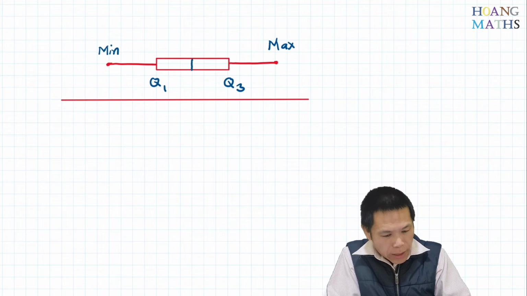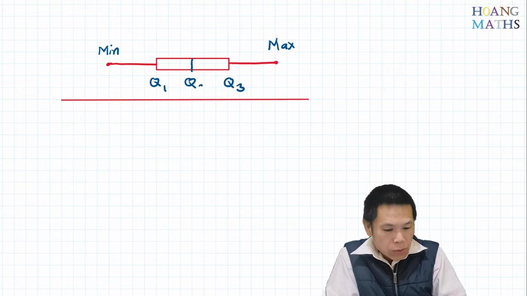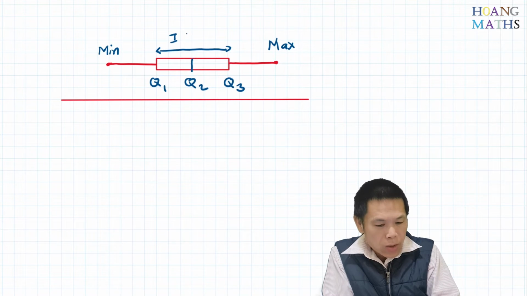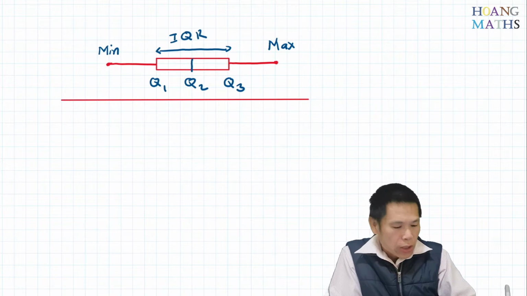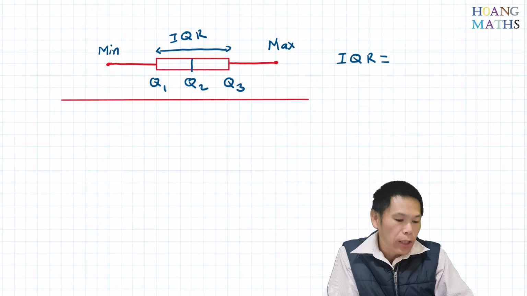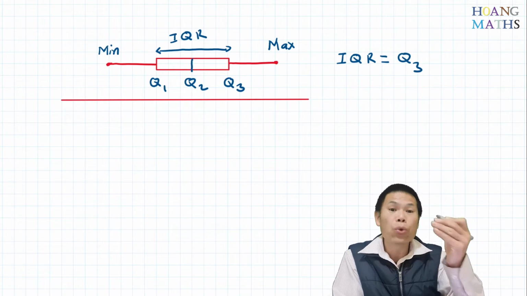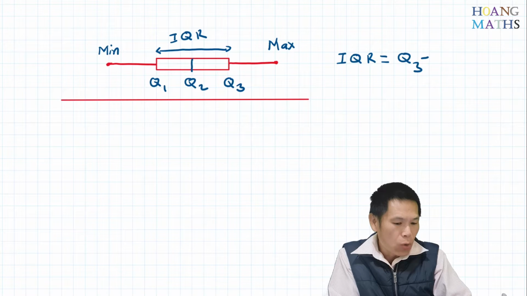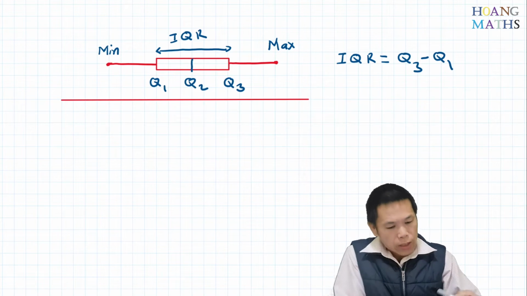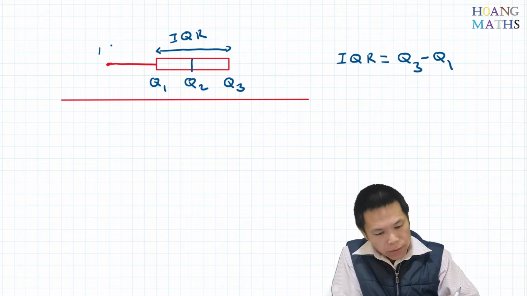So let me just write here. The median is Q2. And don't forget, from here to here is the interquartile range. So to work out the interquartile range, IQR is the upper quartile, which is Q3, minus the lower quartile, which is Q1. There you go. So let me just clear this first.